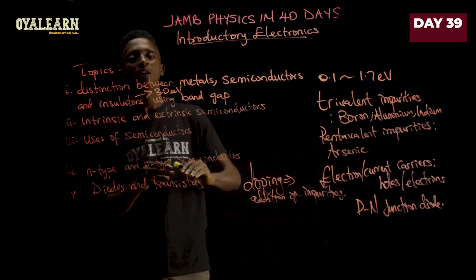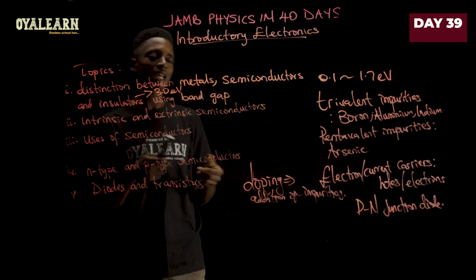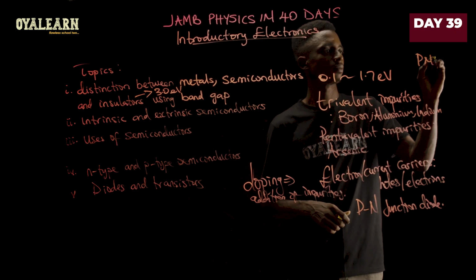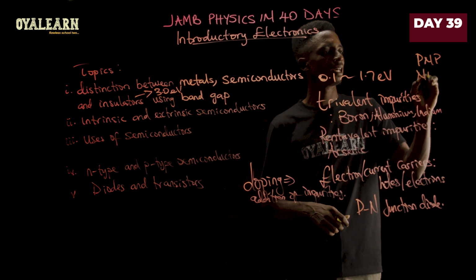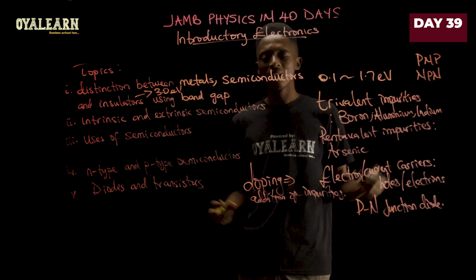And then we also talk about the applications of the transistors. Now, there are two types of transistors. We have the PNP and the NPN. You should be able to differentiate them from their symbol.